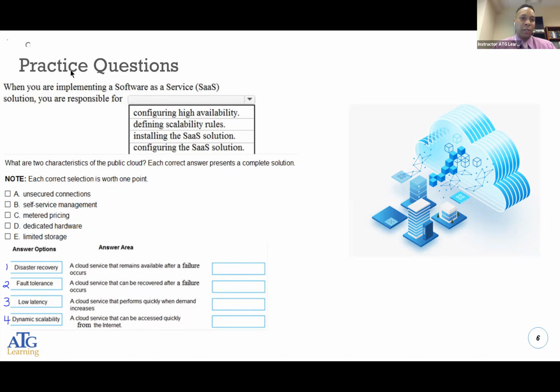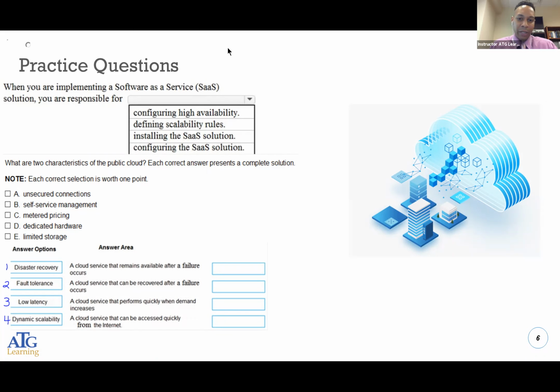So let's look at this question. When you are implementing a software as a service, you are responsible for which one? So we can say option 1, option 2, option 3, or option 4. What do you guys think? You can type it here in the chat box if you don't have mics. Or if you don't know, that's understandable too.